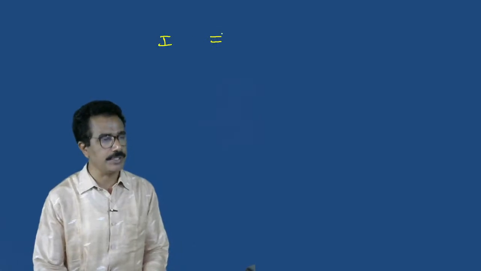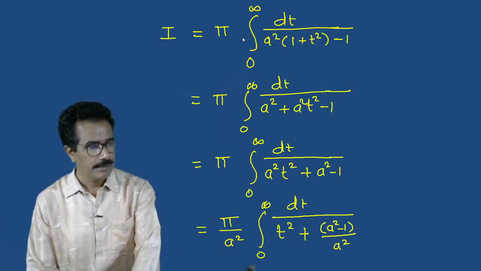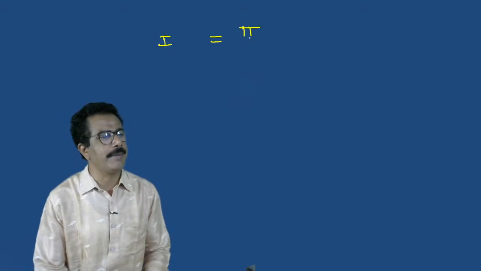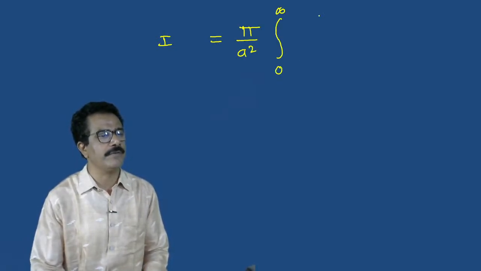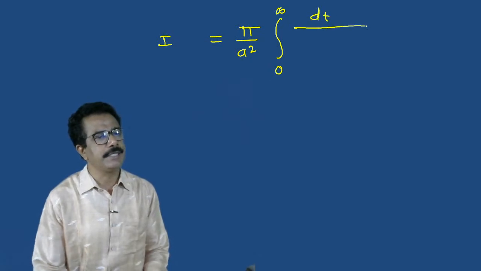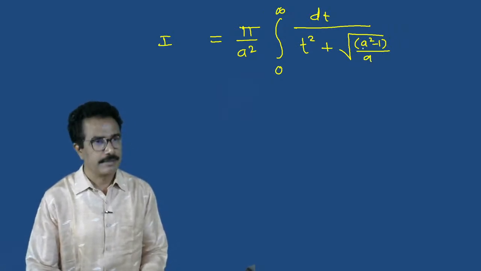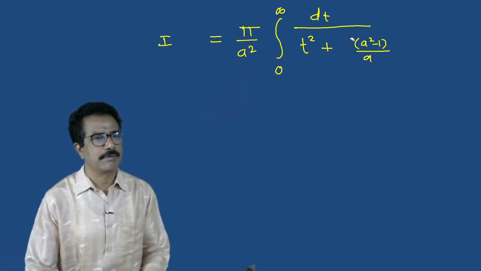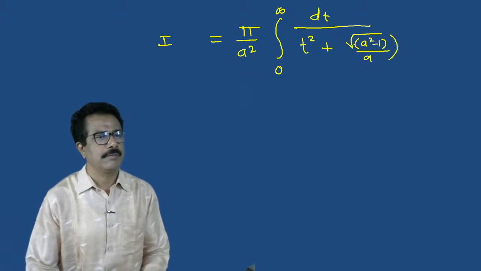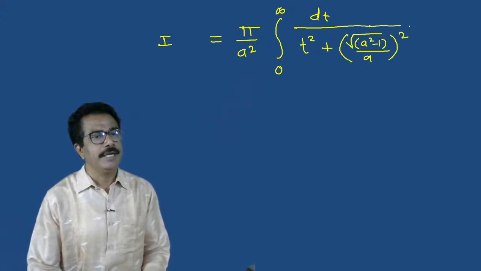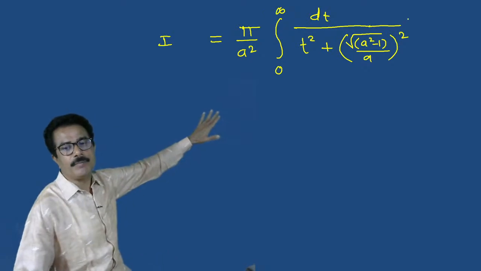So I is equal to pi divided by a square, integral from 0 to infinity of dt divided by t square plus (root of a square minus 1 divided by a) whole square. Now we will get the standard form.